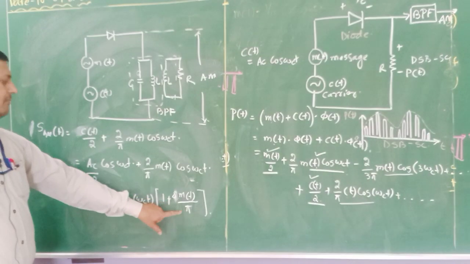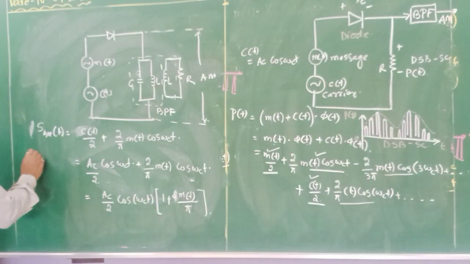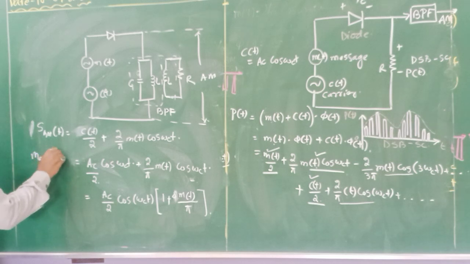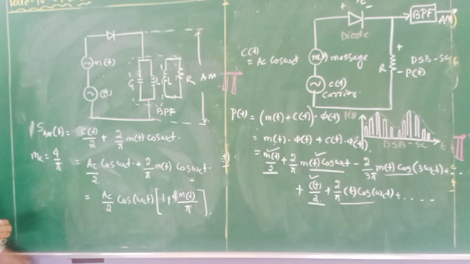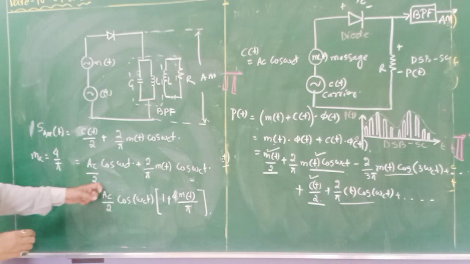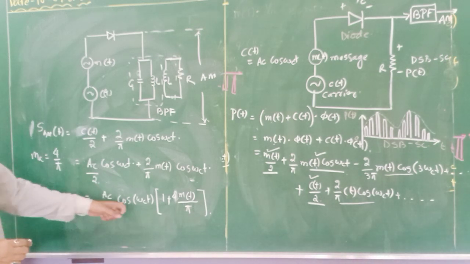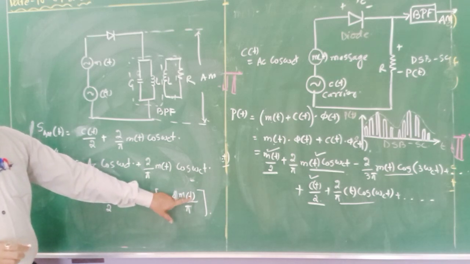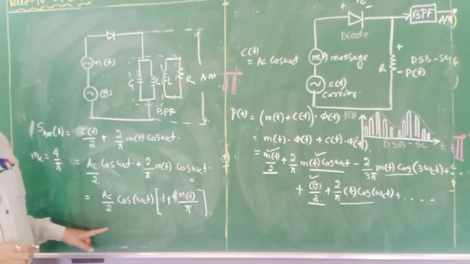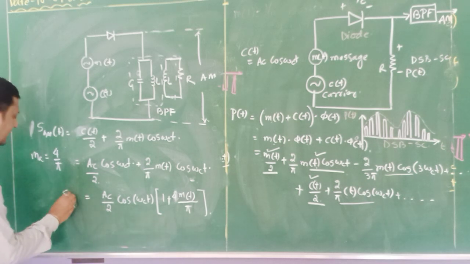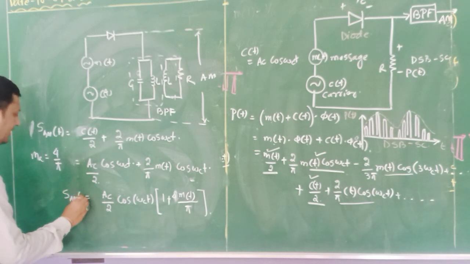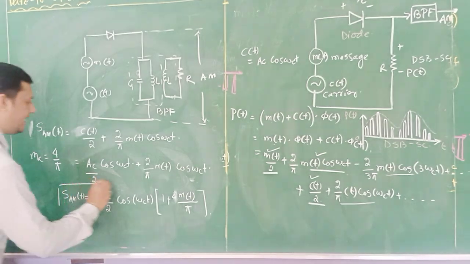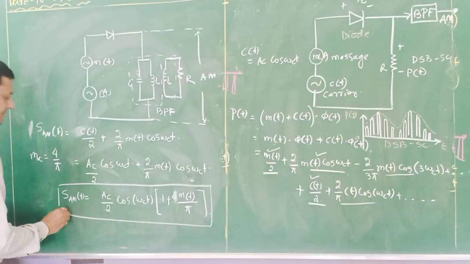Now this 4 by pi I can consider as MA. This is the modulation index. Amplitude of the carrier is considered as AC cos omega Ct plus 4 by pi M of t. So this is the AM equation. So this is called my AM equation. So we have generated an AM signal.